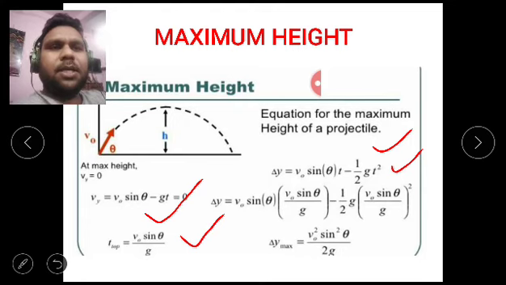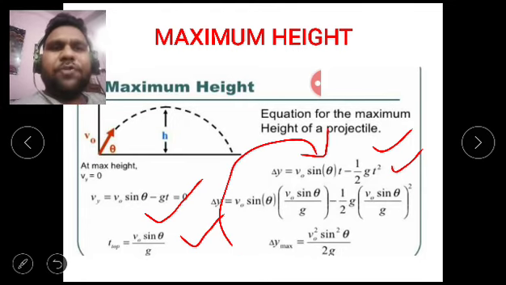And you will put it in this equation. You will put t is equal to Vo sin theta upon g in delta y is equal to Vo sin theta t minus half gt square. So you will get Vo sin theta into Vo sin theta upon g minus half g into Vo sin theta upon g whole square, and while solving you will get delta y max is equal to Vo square sin square theta upon 2g. This is the formula for maximum height, that means U square sin square theta upon 2g.